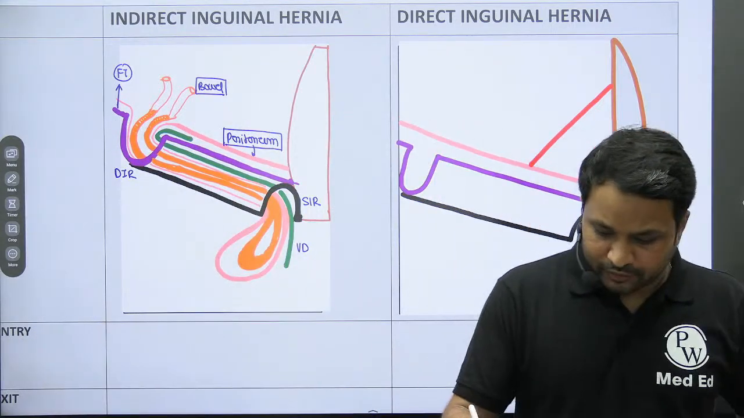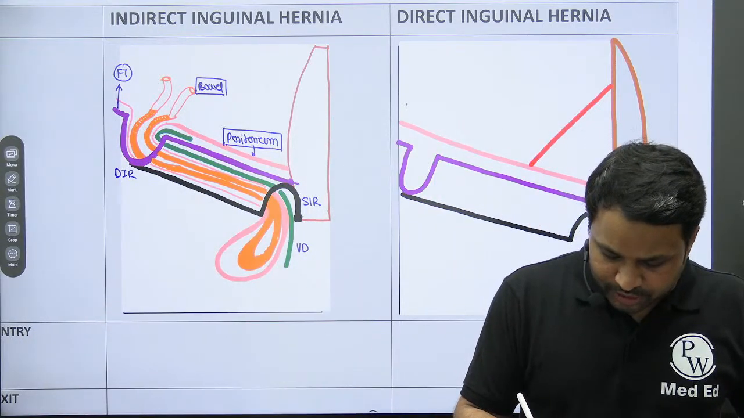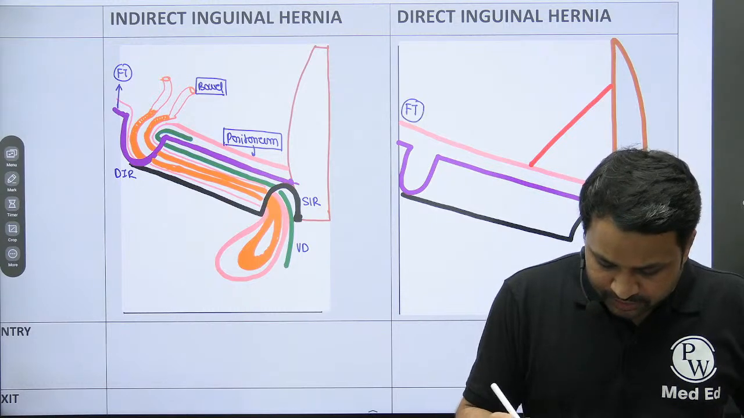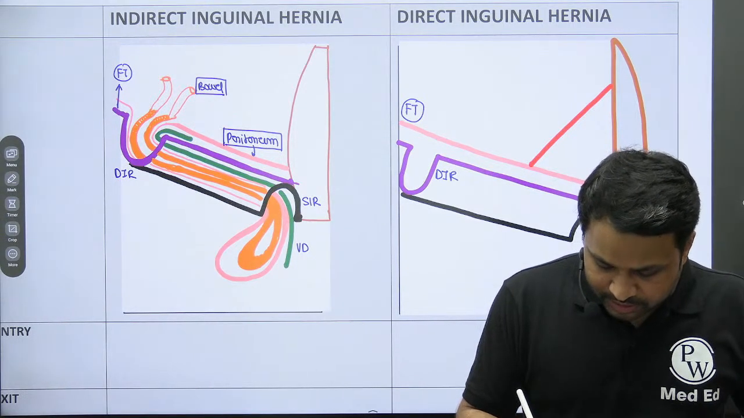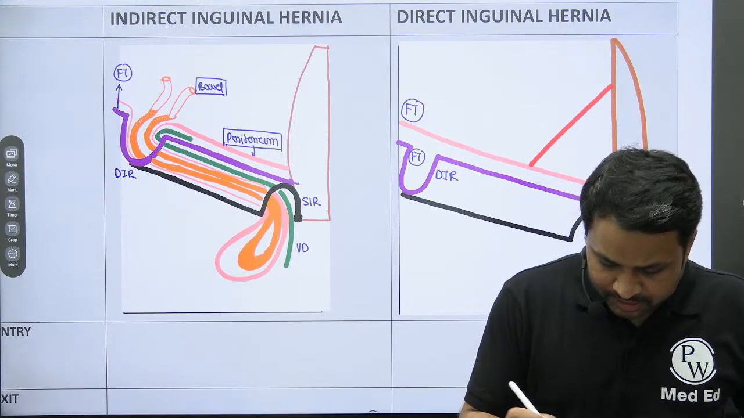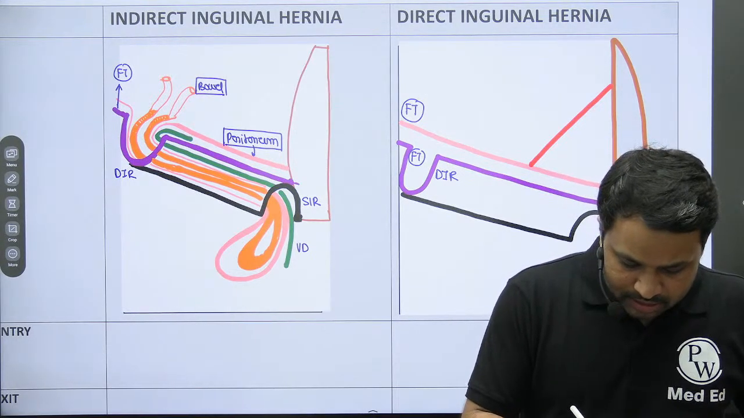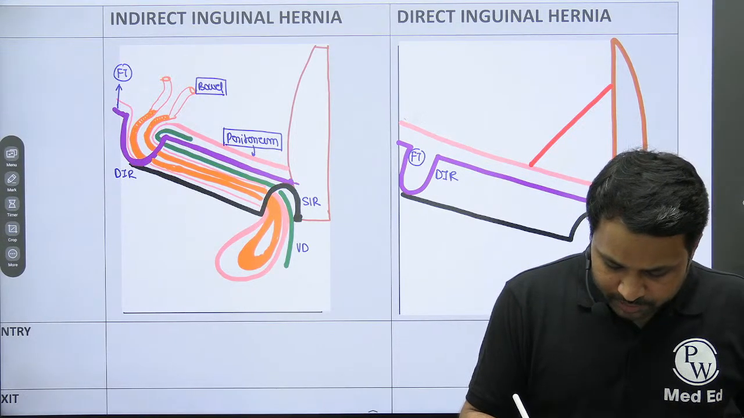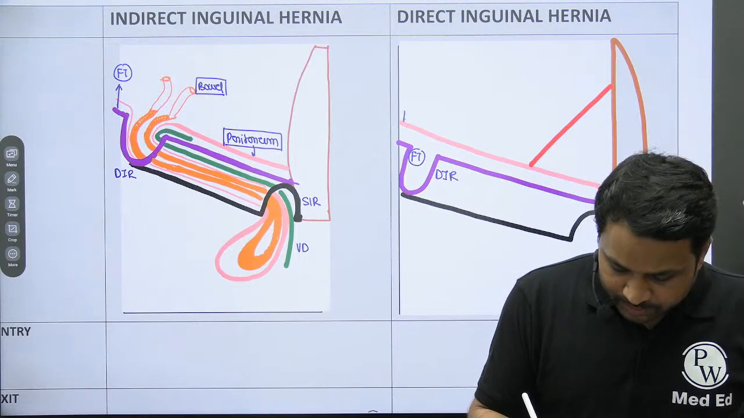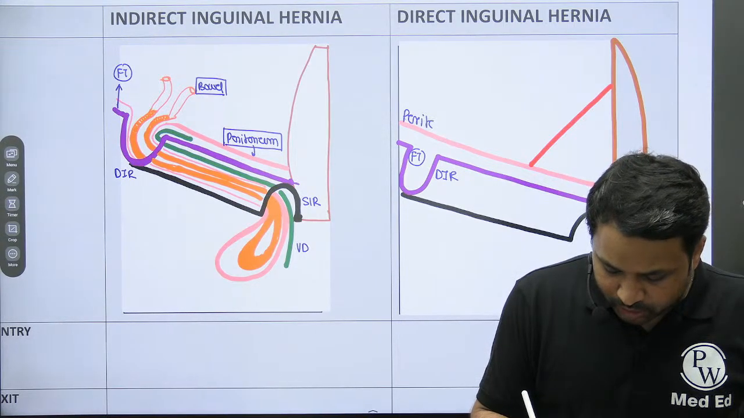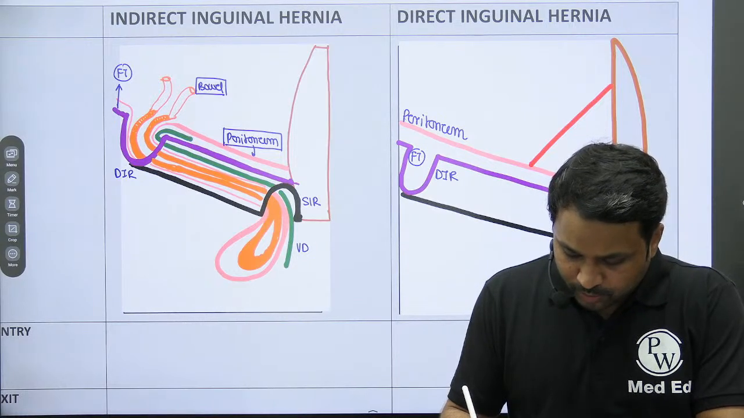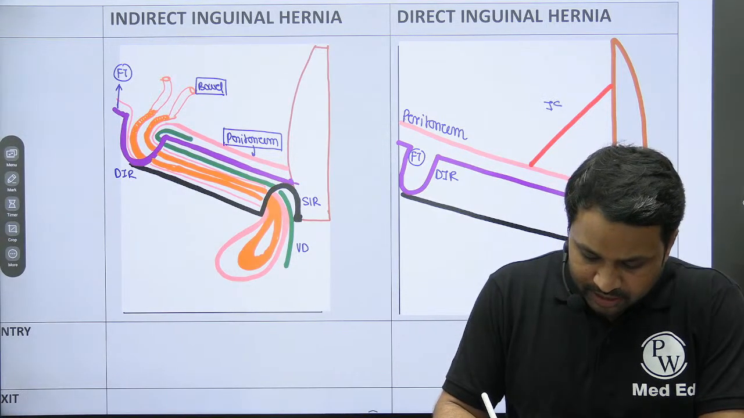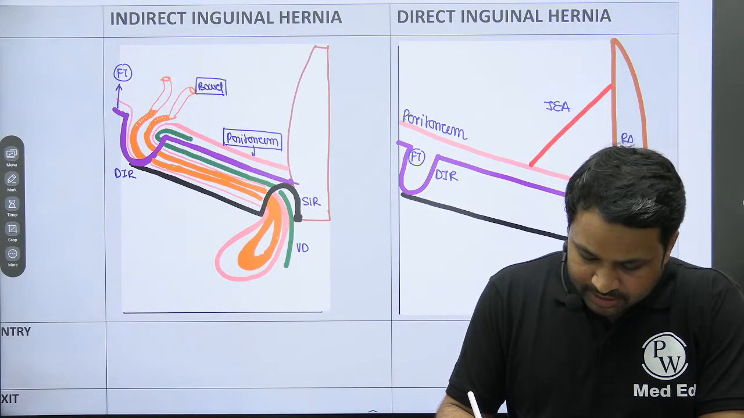For the sake of understanding, not to have any confusion, this is your fascia transversalis. This happens to be your deep inguinal ring, which is a continuation of your fascia transversalis. So this is, sorry, not fascia transversalis, this is a peritoneum. So this happens to be the peritoneum that you're looking at. This is your deep inguinal ring. This happens to be your superficial inguinal ring. This is your inferior epigastric artery. This is your rectus abdominis muscle.